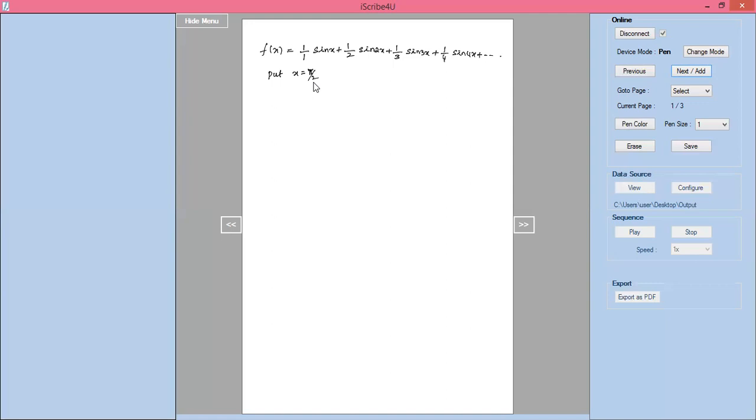So if you put x equal to pi by 2 in this equation, you will get f of x. What is that? F of x is nothing but pi minus x by 2. So with x equal to pi by 2, in this place, pi minus x, that is pi minus pi by 2, whole divided by 2, equals 1 by 1 into sin pi by 2 plus 1 by 2 into sin 2 into pi by 2 plus 1 by 3 into sin 3 into pi by 2 plus 1 by 4 into sin 4 into pi by 2 plus and so on.